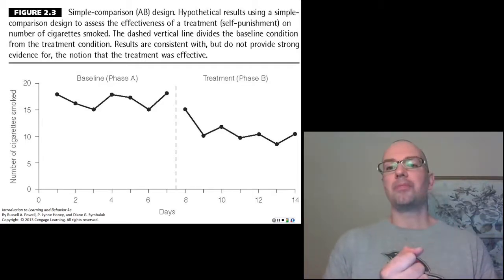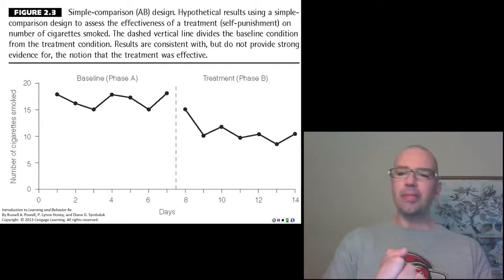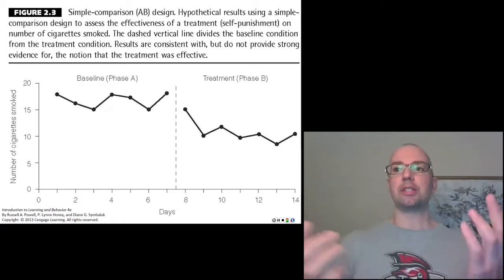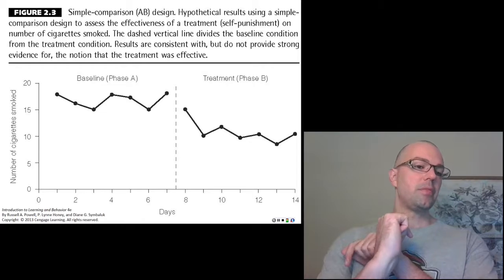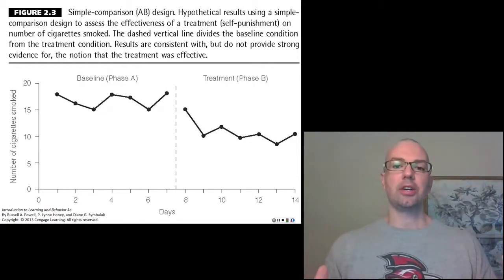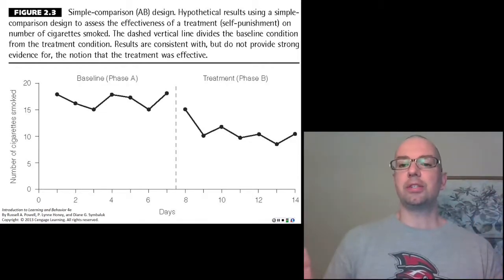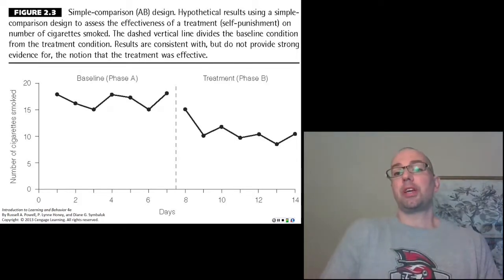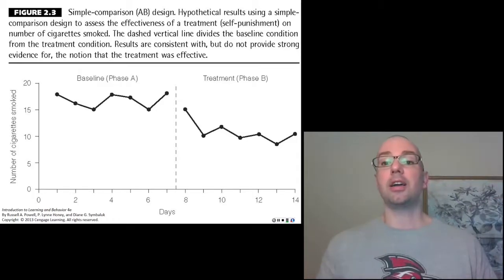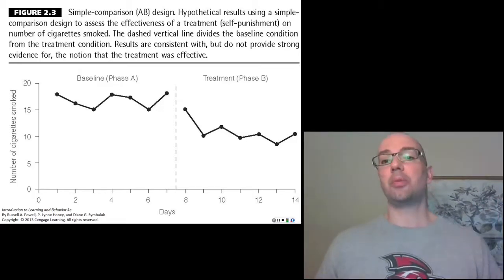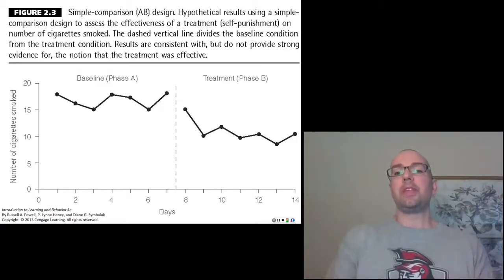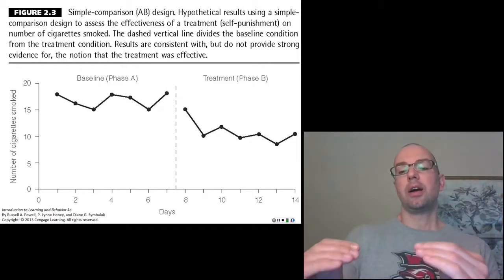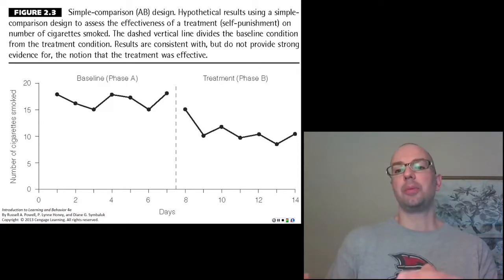Maybe the smoke shop that they buy their cigarettes at burnt down, and now they have to travel further to get cigarettes. Maybe any number of things could have happened that decreased the amount that they smoked. Maybe they went to their cigarette shop and their particular brand was out of stock, and they just don't like the other brand that they bought. So any number of these variables could have caused this decreased behavior in the treatment phase.